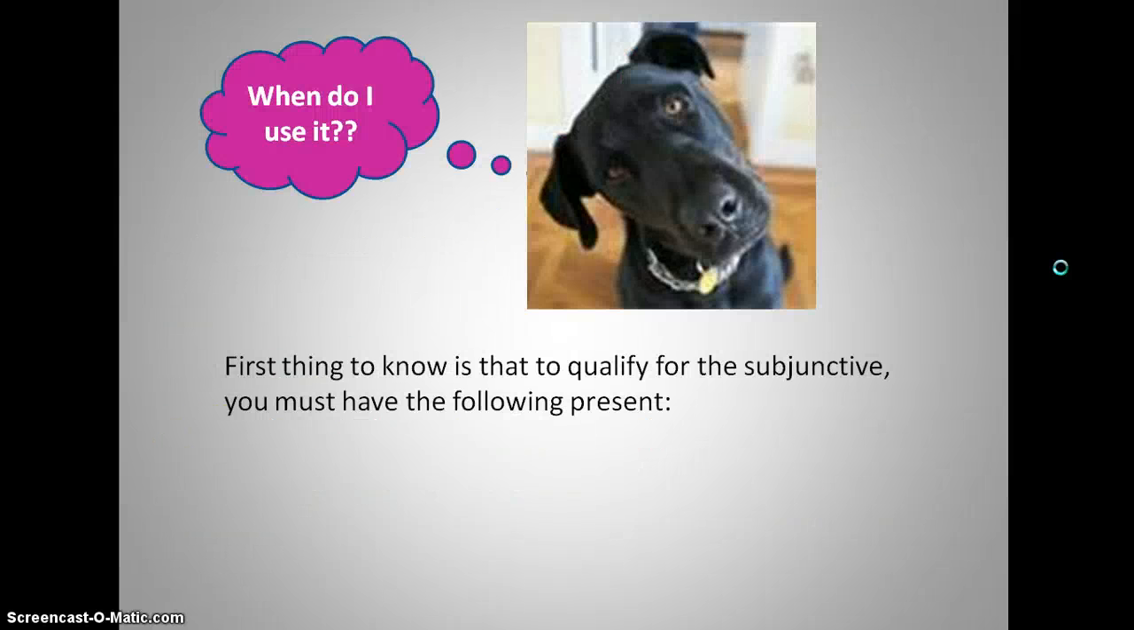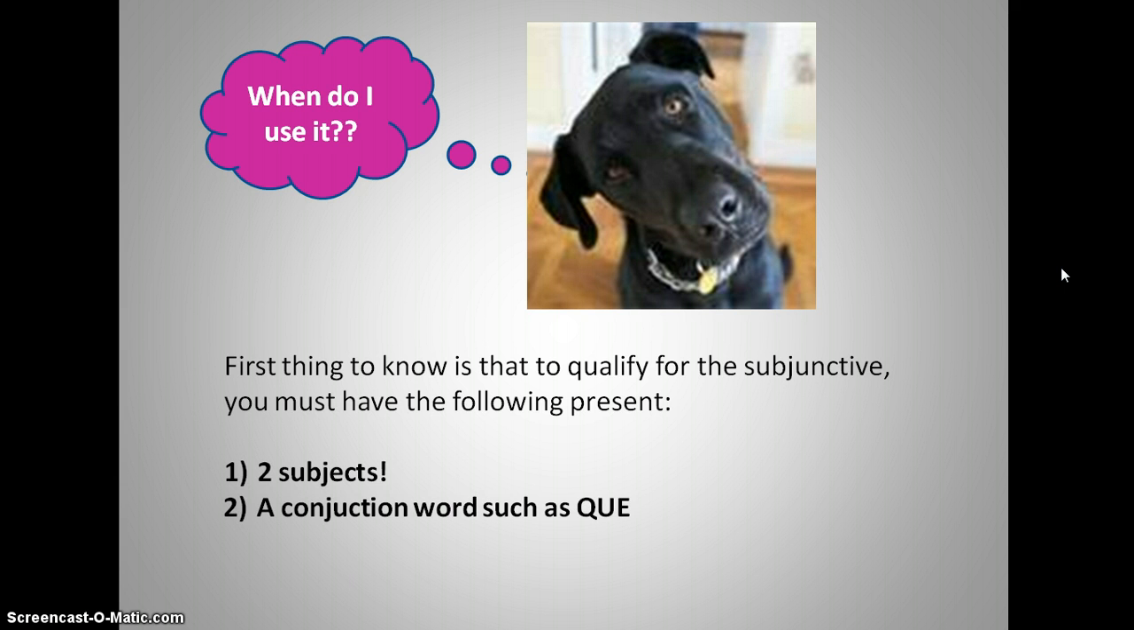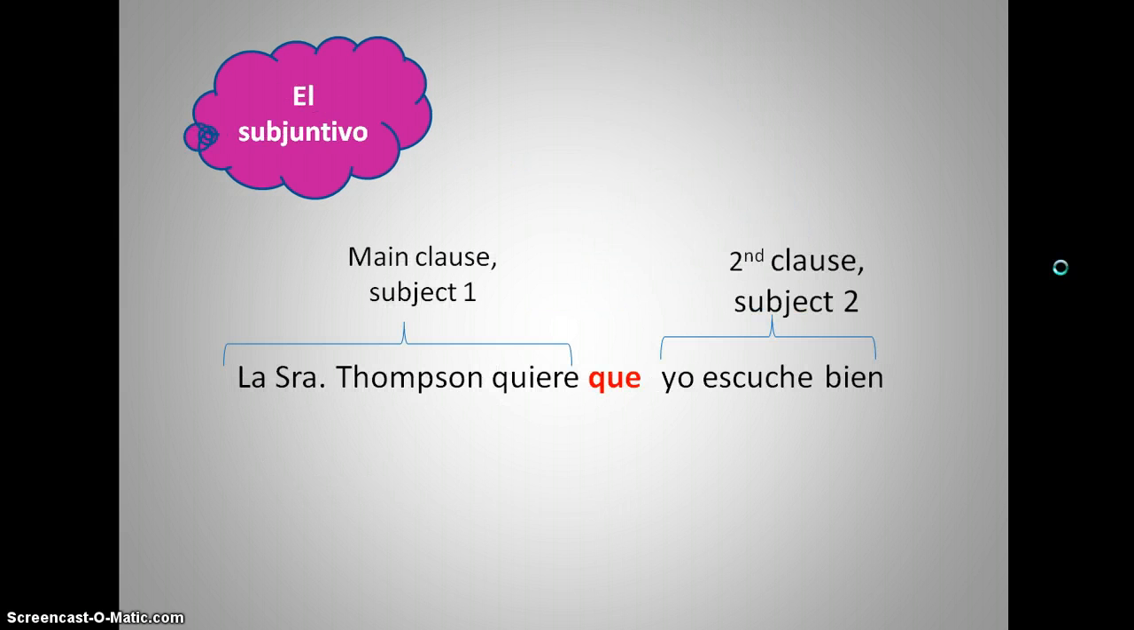Okay, so when do we use the subjunctive in Spanish? The first thing to know is that in order to even think about using the subjunctive, there has to be a couple things present in these sentences. For example, there must be two subjects. And second of all, there needs to be a conjunction word such as que. So two subjects divided by a conjunction word que.